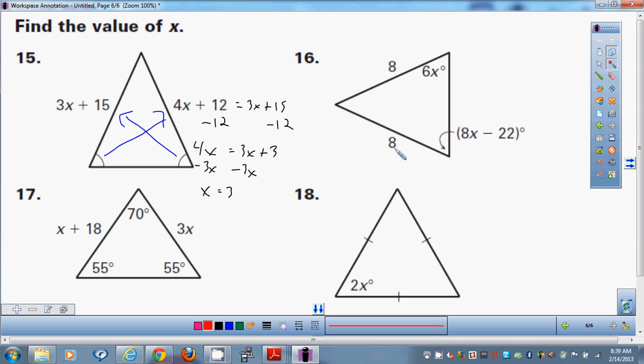So, subtract 8x from both sides. What's 6x minus 8x? Very good. Equals negative 22. Divide both sides by negative 2. And what is x going to be? Very good.